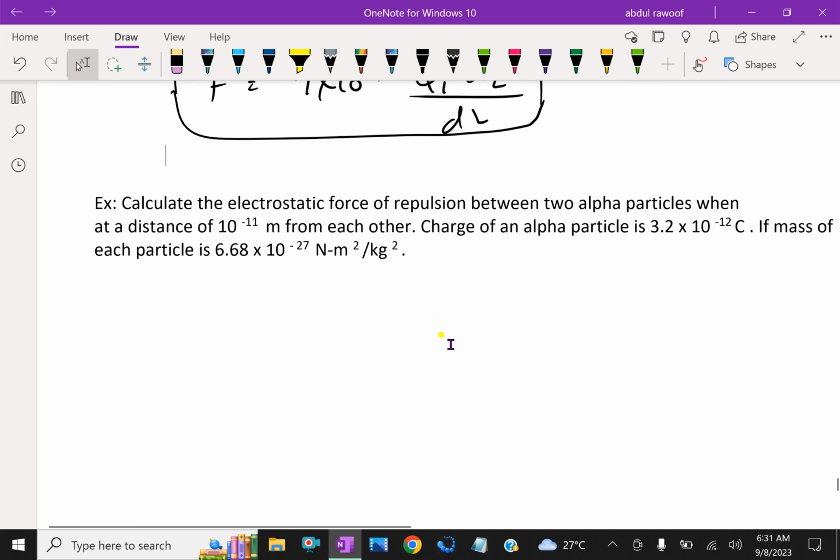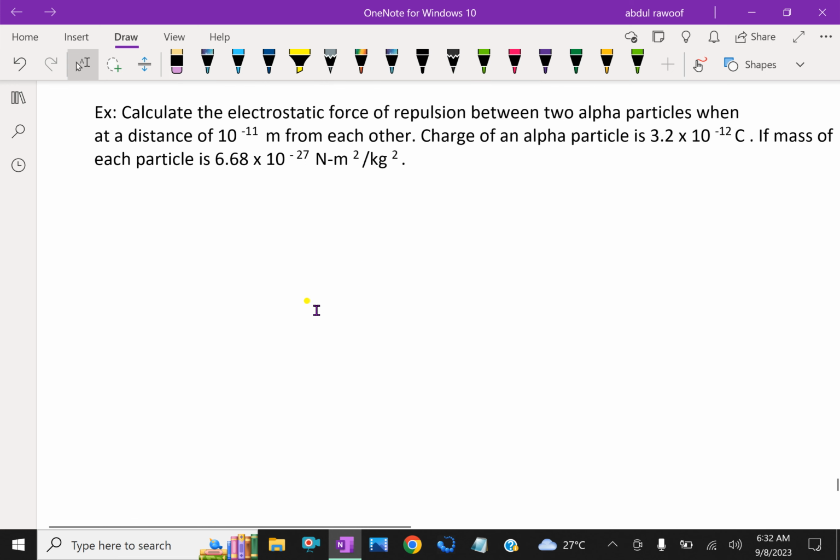Now let us do an example problem. Calculate the electrostatic force of repulsion between two alpha particles at a distance d equal to 10 power minus 11 meter from each other. Charge of an alpha particle is 3.2 into 10 power minus 12 coulombs. If the mass of each particle is 6.68, and G is in newton meter square over kg square.